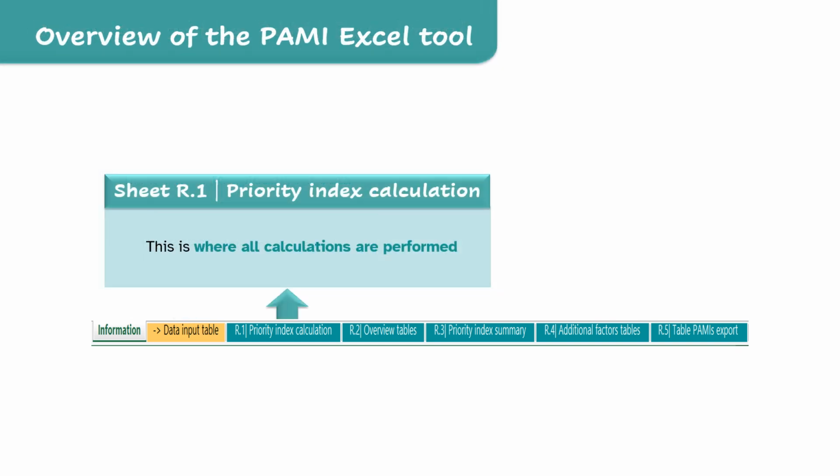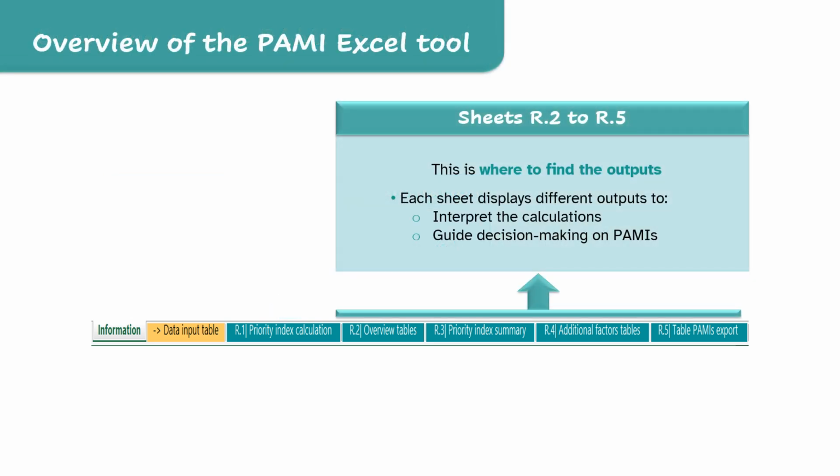The next sheet of the PAMI Excel tool is called R1, Priority Index Calculation. This is the sheet where all calculations are performed. The following sheets of the PAMI Excel tool are called R2 Overview Tables, R3 Priority Index Summary, R4 Additional Factors Tables, and R5 Table PAMI Export. These four sheets display the outputs of the PAMI analysis.